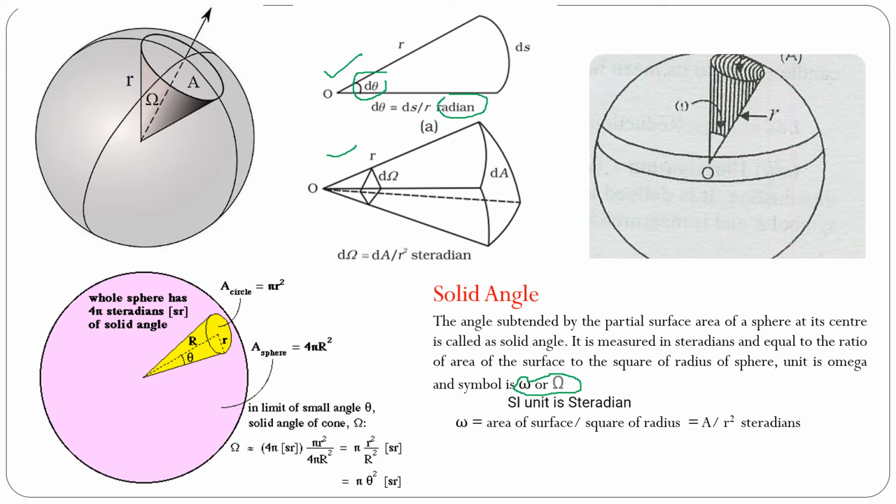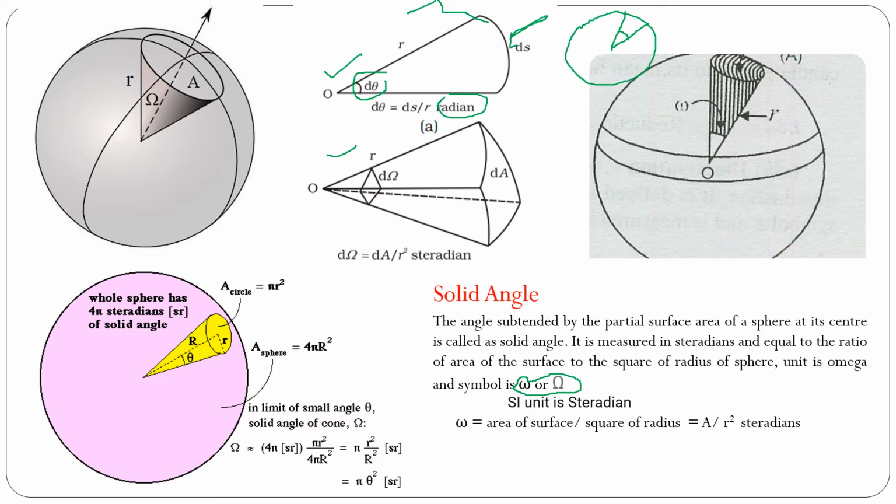The solid angle is the angle subtended by a particular partial surface area of a sphere. So we consider a sphere, not a circle. In the plane angle, we just consider a circle. From the circle, this is the point, and here I can take any angle. This is my theta. So this is the representation of the plane angle.